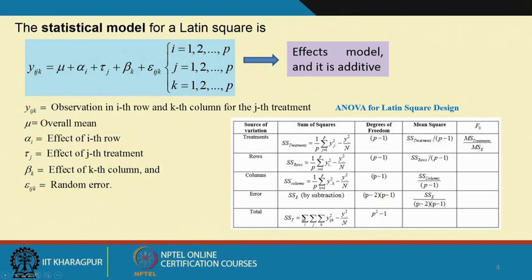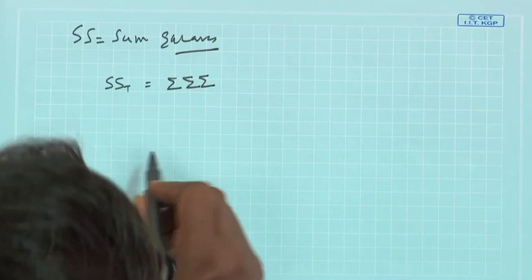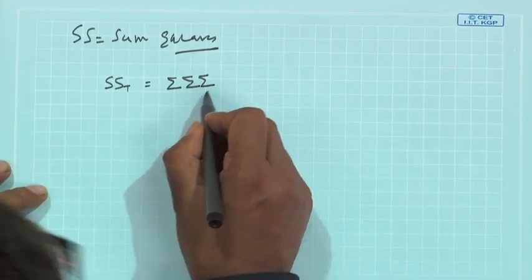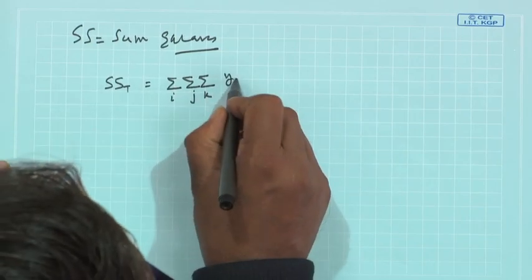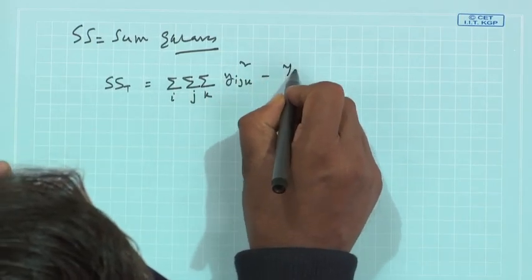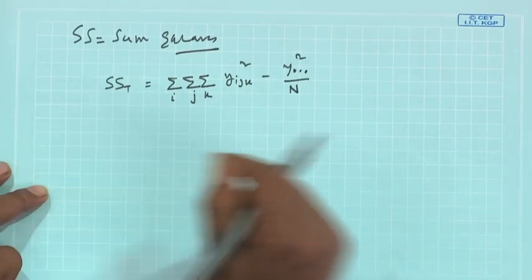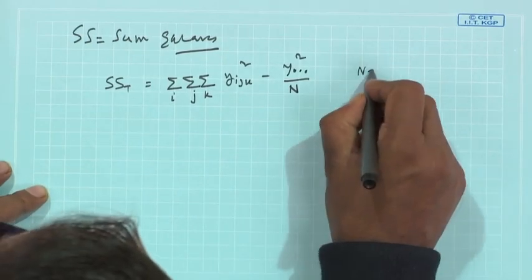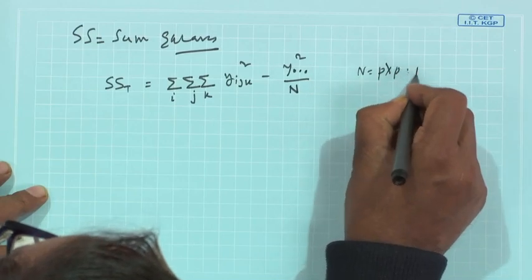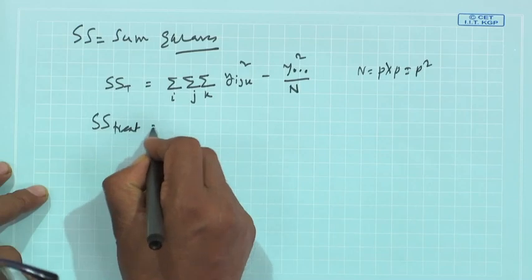And total, all these things you will consider. Okay. So, I will write down again. SS total, you have 3 directions, sum over i j k of y i j k square minus y dot dot dot, this is grand total, square by N. Okay. So, what is N here? N equal to p into p, p square.